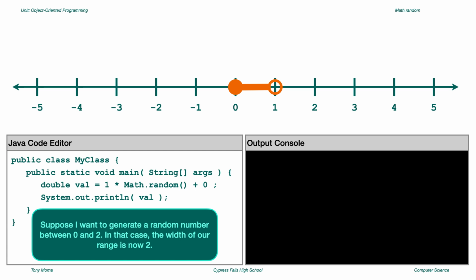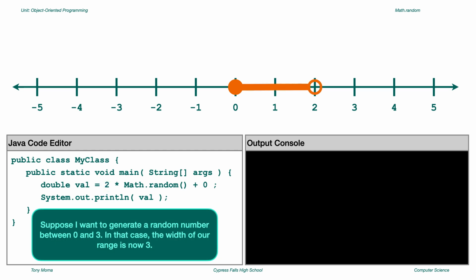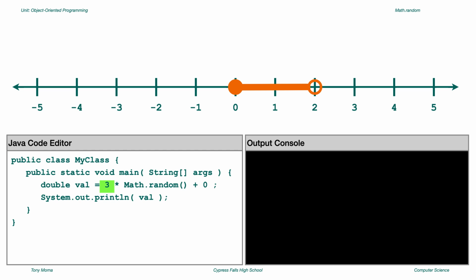That being said, suppose I want to generate a random number between 0 and 2. In that case, the width of our range is now 2. Thus, the number in front of Math.random needs to be changed to 2, which will now expand my number line to end at 2. Now, suppose I want to generate a random number between 0 and 3. Once again, the starting point is not changing, but the width is now being changed to 3. So the number in front of Math.random will now change to 3, thus extending my number line, the range, to now end at positive 3.